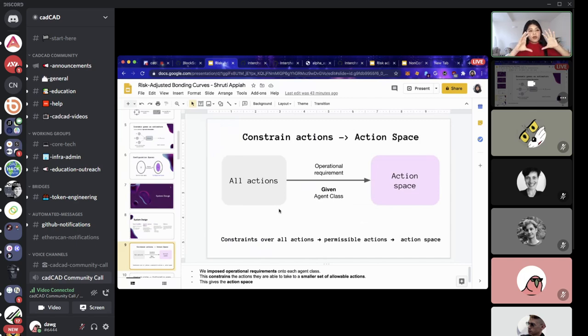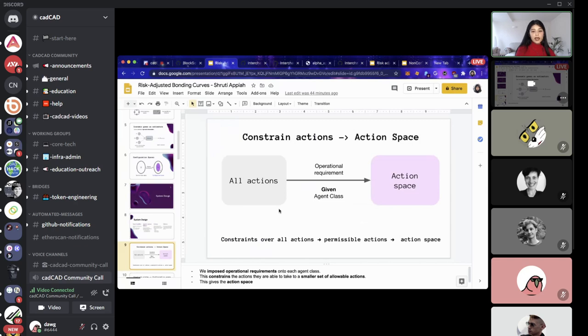Going back to how we wanted to constrain the action space, we constrained the action space as well as the state space. So earlier we were talking about configuration spaces, and similarly we have action spaces as well. Basically what we did was we imposed operational requirements on all of the possible actions that can be taken by an agent, and then we constrained it to only the permissible actions that an agent can take in order to arrive at an action space.